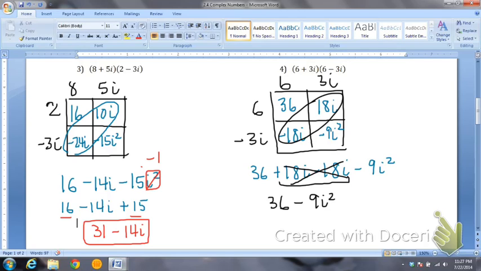But as we said in the previous example, whenever you have i squared, we change that to be negative 1. And then we multiply negative 9 times negative 1, so I should have 36 plus 9. And 36 plus 9 is 45. So my answer here is 45. In fact, in this problem, there is no i at all. And that's okay. Sometimes the i will disappear.